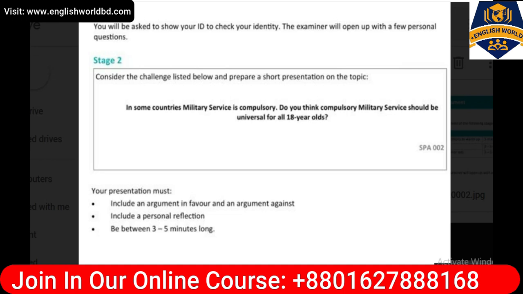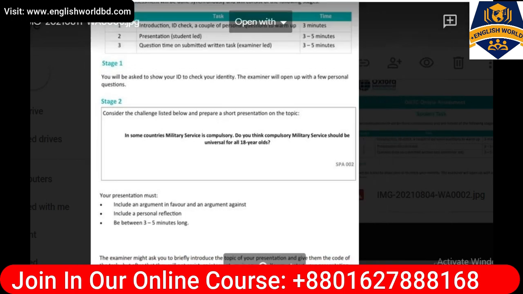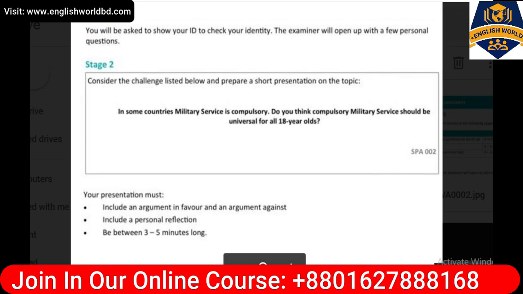So do you think it's a good side or the negative side? You have to give some of the positive sides of it, and also you have to give the negative sides of the military service. That means what kind of advantages they may get if they go for the military service after 18 years old, and what kind of disadvantages they may get. So this is what you have to do here, like you have to include the arguments in favor, and also you have to give the arguments against it.